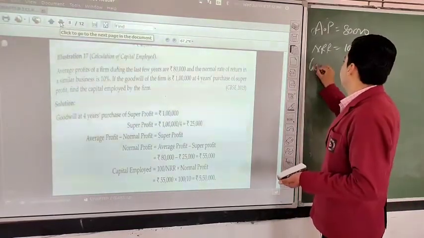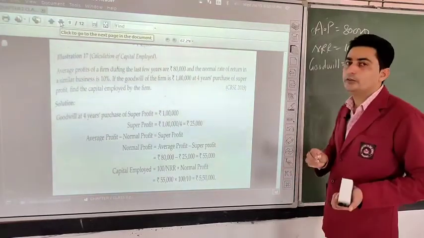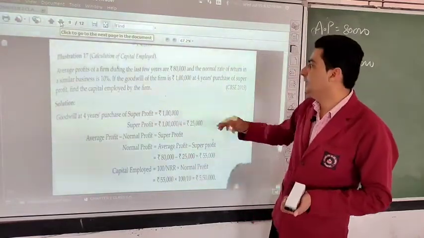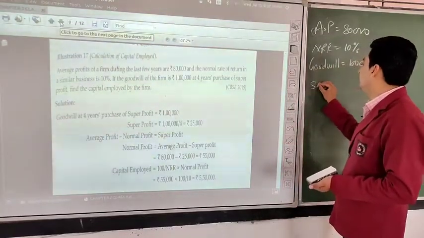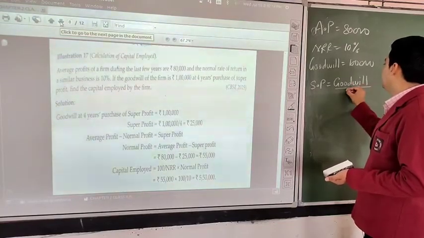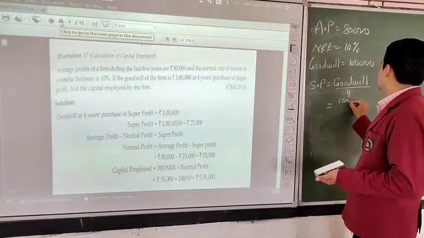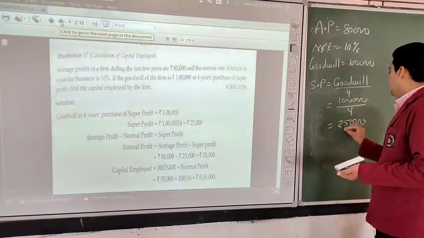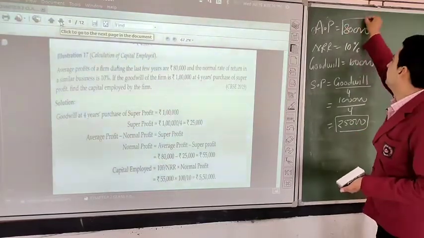So goodwill is equal to 1 lakh rupees. How was it calculated? Goodwill is equal to super profit into 4, because they are saying that it was at 4-year purchase. So we can calculate super profit very easily. Super profit is equal to goodwill divided by 4. So super profit will be 1 lakh divided by 4, and the super profit will be 25,000. So you have your super profit. Now you have your average profit.